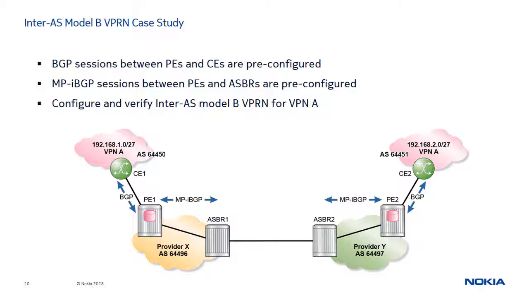Next, we will move to our lab environment and complete this case study. There, BGP sessions between the PEs and CEs are pre-configured. MP iBGP sessions between the PEs and ASBRs are also pre-configured. We will configure Inter-AS Model B VPRN for VPN A and verify its route propagation.